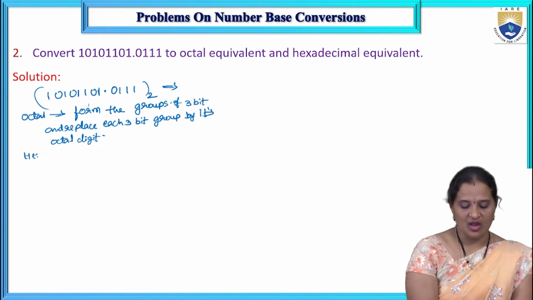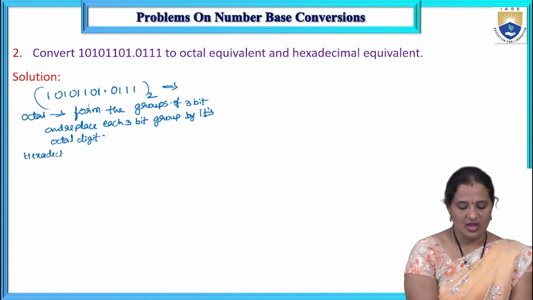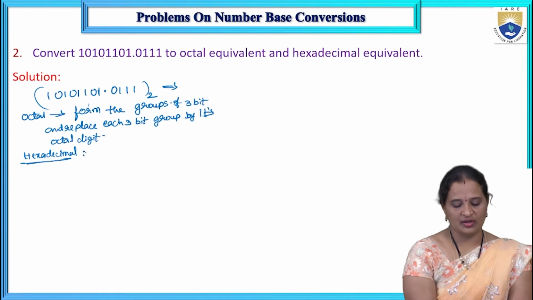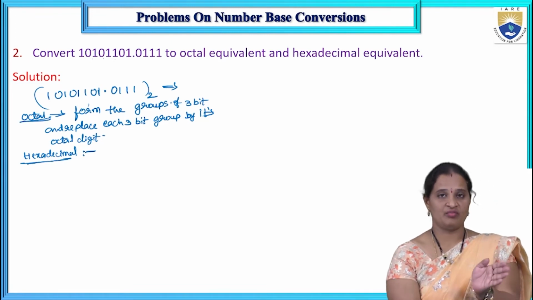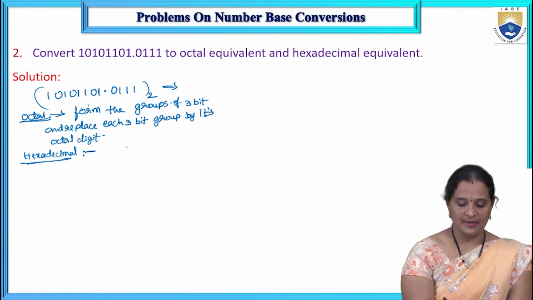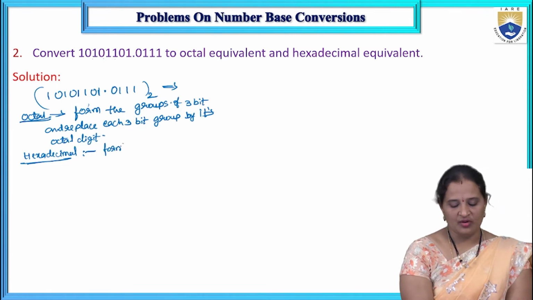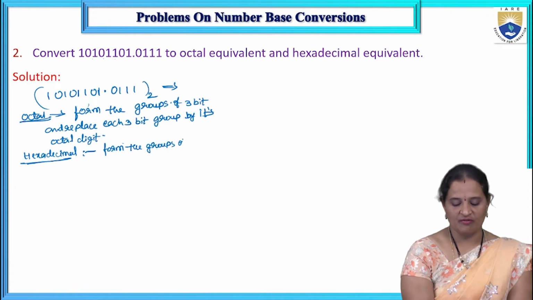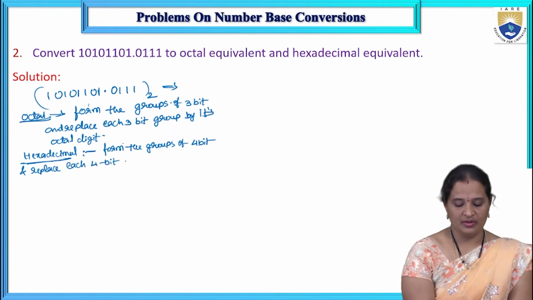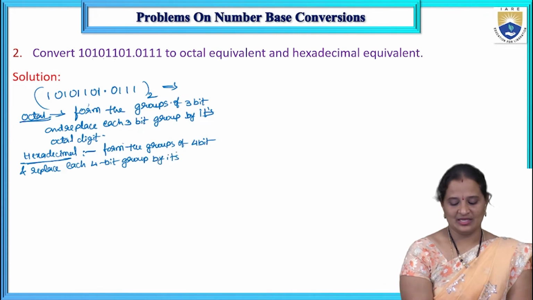Similarly, hexadecimal. How can we convert it into hexadecimal? In order to convert a binary number into octal, we formed the groups of 3 bits. The same way, we need to form groups of 4 bits each and replace each 4-bit group by its equivalent hexadecimal digit.